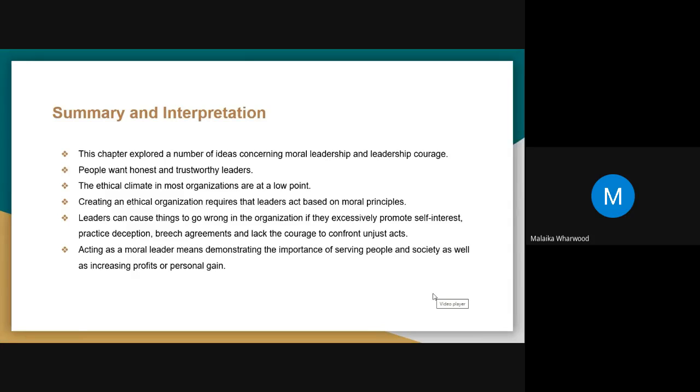Creating an ethical organization requires that leaders act based on moral principles. Leaders can cause things to go wrong in the organization if they excessively promote self-interest, practice deception, breach agreements, and lack the courage to confront unjust acts. We need these types of leaders. I'm sure they exist, but like the third point said, in most organizations they are at a low point. If these types of leaders exist, they are rare to find, maybe just a handful.